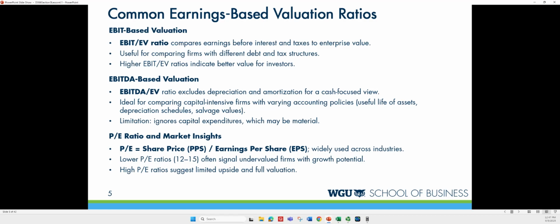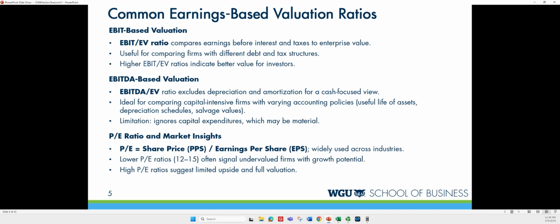But the limitation here is because we're taking out the impact of these fixed assets, it also ignores our capital expenditures, because keep in mind, depreciation expenses start to reduce as our assets age out and need replacement. So this can kind of be a constraint on using these types of ratios.